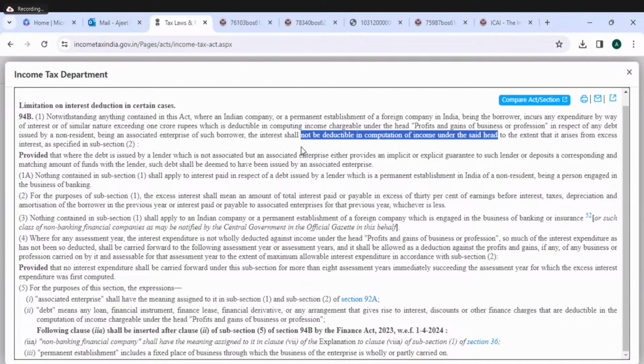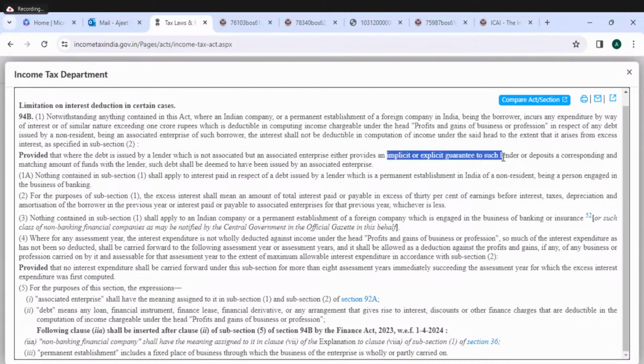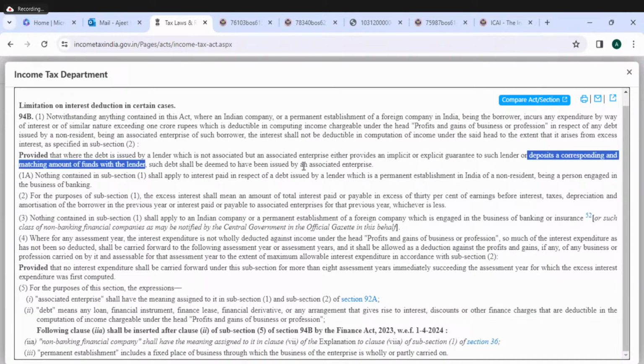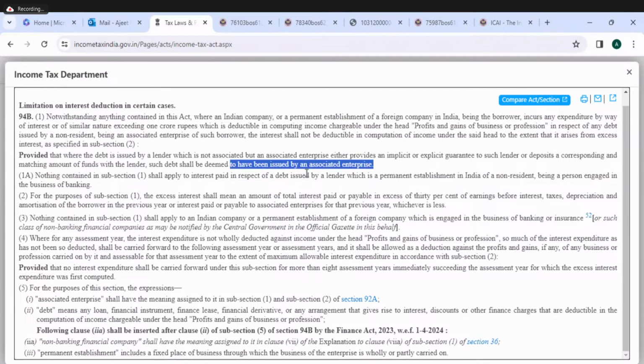Suppose in your case, the amount is not borrowed from a non-resident AE. Instead of that, the lender is not an associated enterprise. But your associated enterprise is either providing an implicit or explicit guarantee to the lender, or depositing a corresponding or matching amount of funds with the lender. Then it will be deemed that the loan has been issued by the associated enterprise.